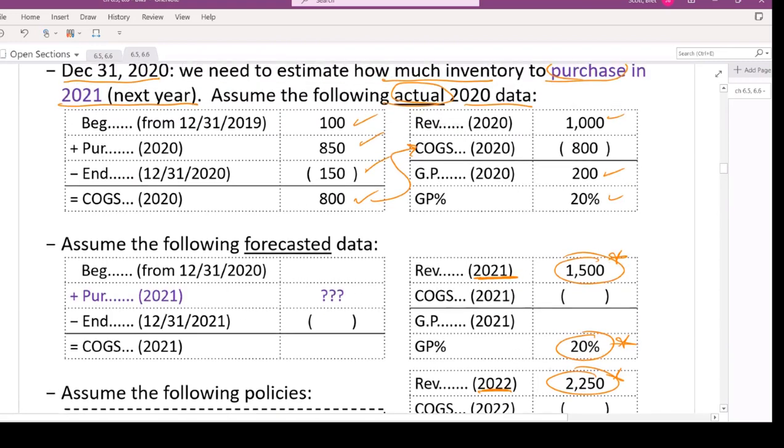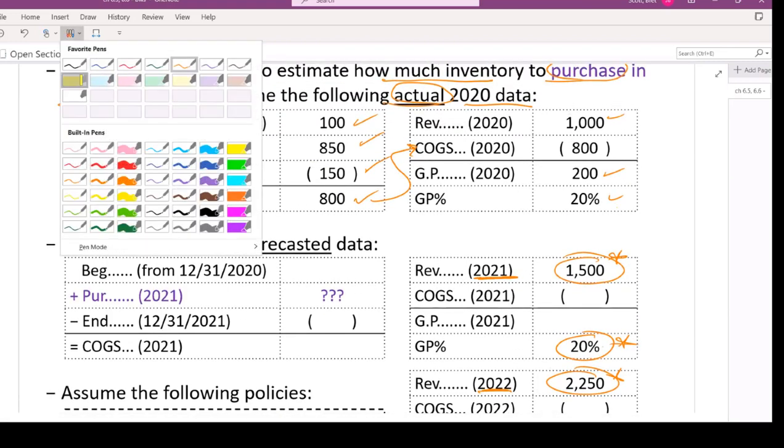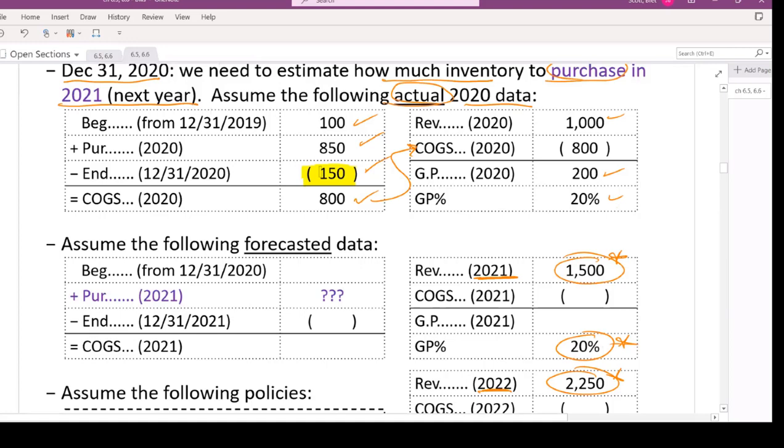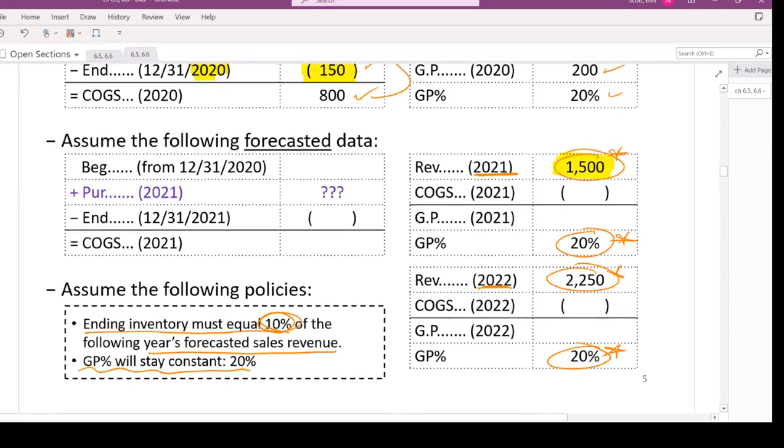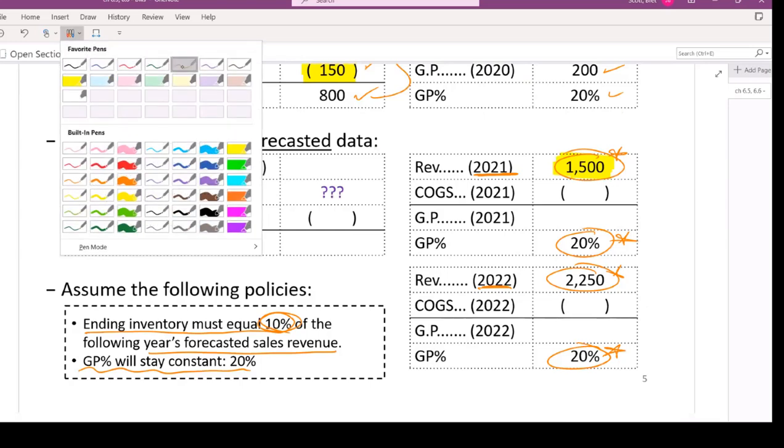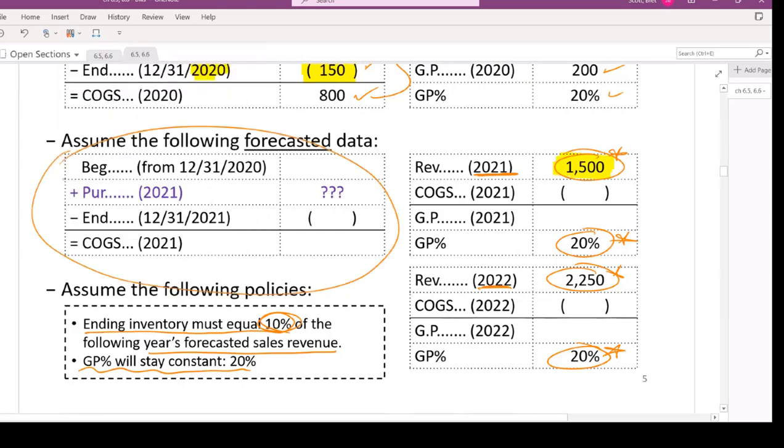If you look up above, you can see that our ending inventory for 2020 is 150. That was not magical. That was done deliberately because it was predicted that revenue in 2021, the next period, was going to be 1,500. So we just made sure at the end of the current year that we had 10% of those forecasted future sales on hand as inventory. This is all well and good, but the bottom line is, what do we need to determine the net purchases? Well, that's what we're going to see here. So let's skip down.